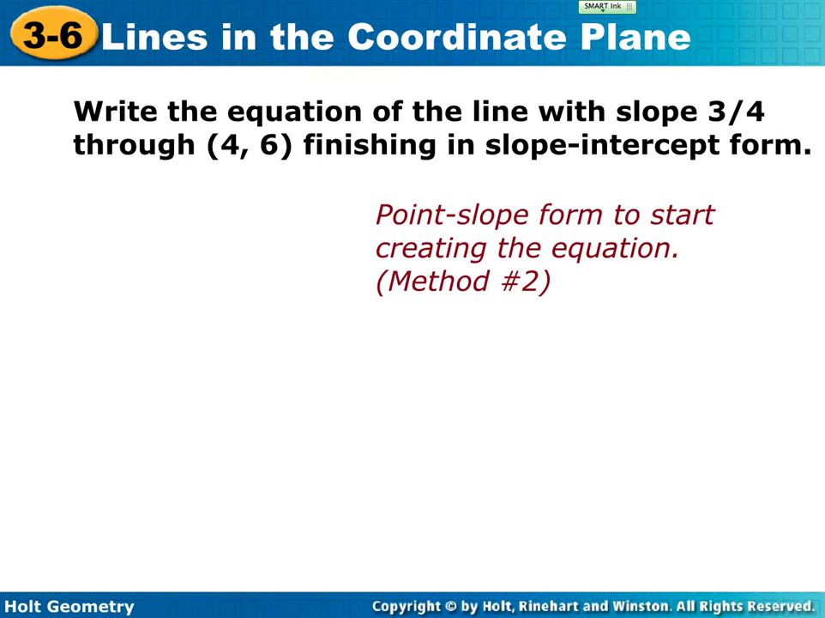Isn't the y-intercept supposed to be on the y-axis? Where would the point 4/6 be? Is it on the y-axis? Notice it's not. It would be 4 to the right and 6 up. So I can't directly do slope-intercept form with the information I have.